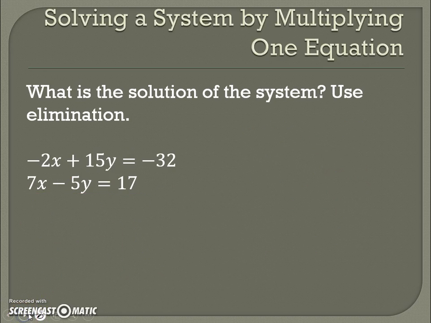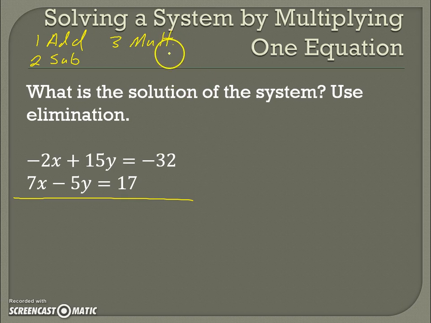So let's continue here. If I'm looking at this one, it says, what is the solution of the system? Use elimination. So first thing we check is adding. If I add straight down, does it eliminate? No and no. So I need to go to subtracting. If I subtract straight down, does it eliminate? No and no. So the next thing that I have to check is if I multiply something, will it eliminate? And that's going to be the third thing that you have to do.